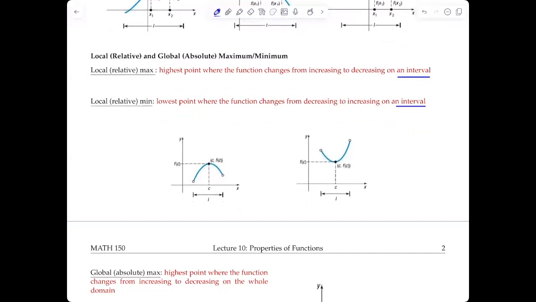So you have two different graphs here. In the first graph, this is the maximum, and I call this the local maximum because I can see this maximum point on a certain interval. And this is the lowest point on the graph, or the lowest point on the interval of consideration. So here I'm going to call the local max, and this is the local minimum. Again, local minimum and local maximum only occur on an interval.